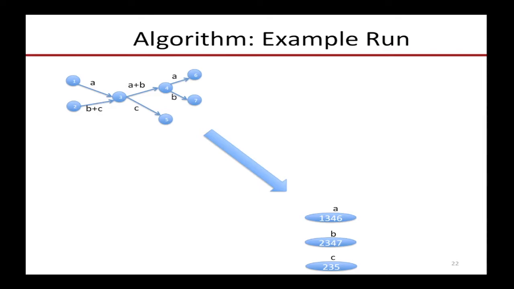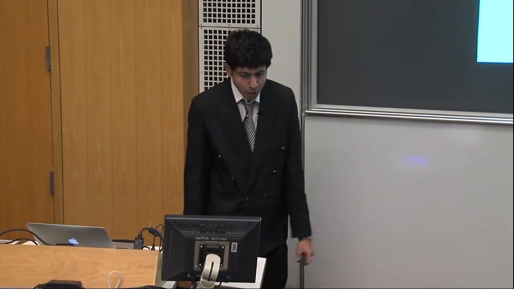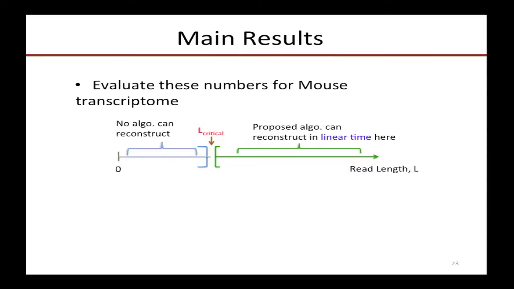And there is a condition under which this iterative algorithm is correct. And we can characterize that. So like I said, I presented a way of finding bounds on algorithms. I also presented an algorithm which reconstructs in linear time. And these two bounds, if you evaluate them on real data, for example, on a mouse transcriptome, they match exactly, which means the algorithm we have is optimal for this data set.